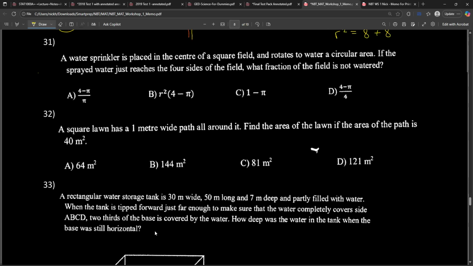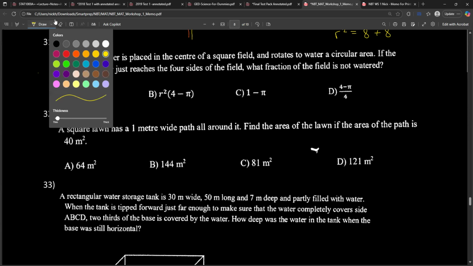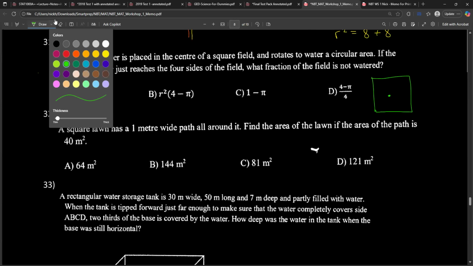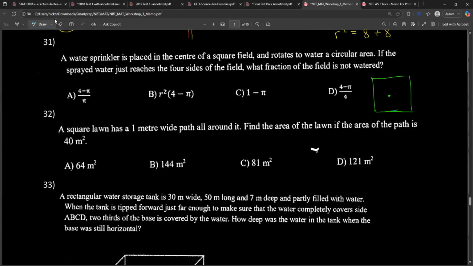Okay, all right, so a water sprinkler is placed in the center of a square field. Okay, so let's just draw that field. It's a square field, and you've got a water sprinkler in the middle, and the water sprinkler reaches the 4 sides. And so let's draw the water in blue. And so the water sprinkler kind of goes in a circle like that, doesn't it? And it waters this part, but it doesn't water the corners. So let's do the circle in blue, and they want to know the fraction of the field that's not watered.